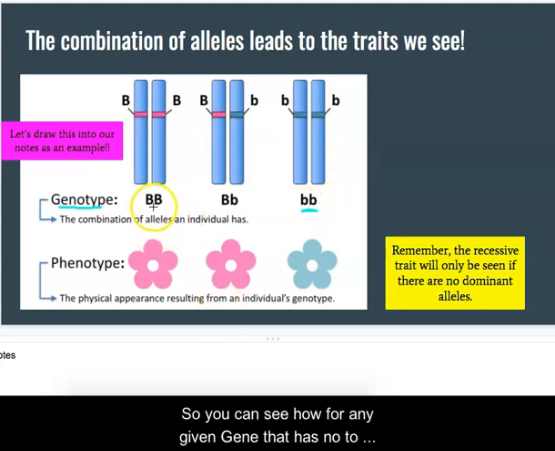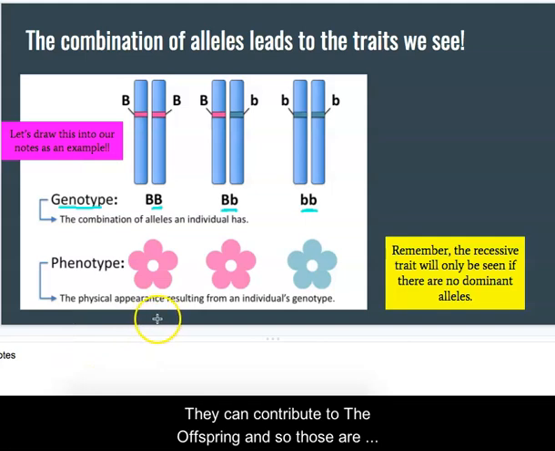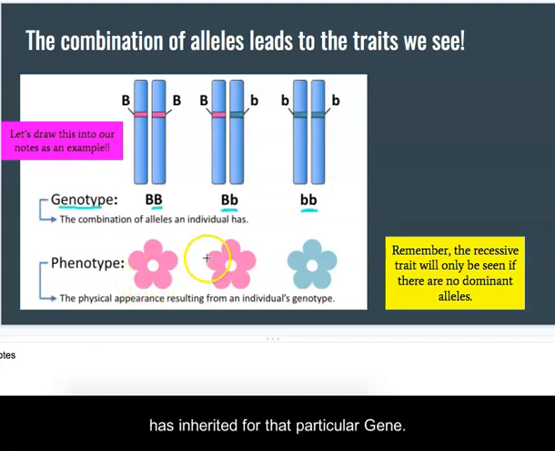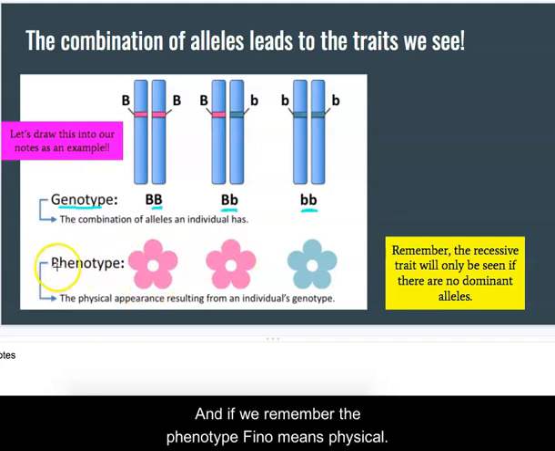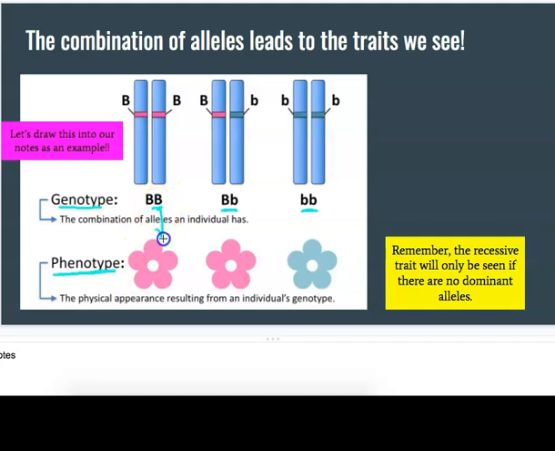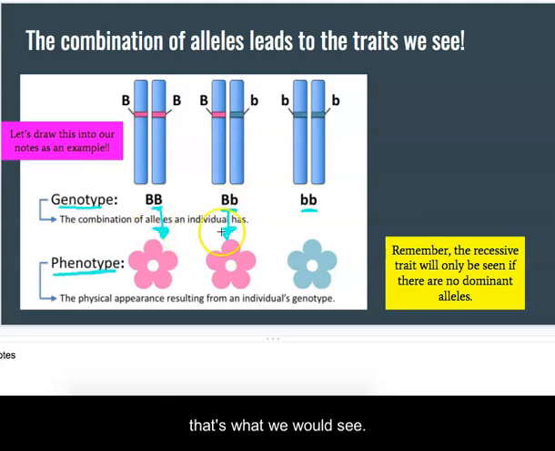So you can see how for any given gene that has 2 options, there's 3 choices they can contribute to the offspring. And so those are what we call genotypes. That's the genetic code that a person has inherited for that particular gene. And if we remember the phenotype, pheno means physical. It's what that looks like. So you can see if it has a capital B, that means that allele is dominant. So that's what we would see.